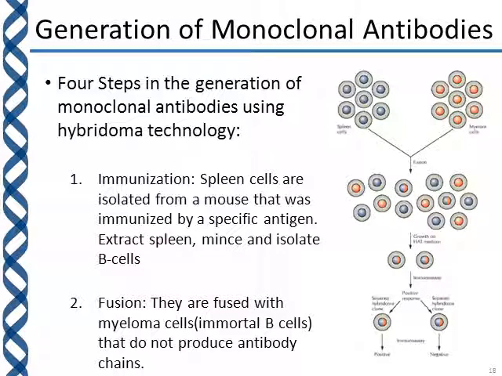These B cells are then fused with the myeloma cell, which is an immortal B cell, a form of B cell tumor that does not produce antibody chains. Commonly, a clone which is called NS1, which is a non-secretor cell, is the one most commonly used as a fusion partner for the production of monoclonal antibodies. In this diagram, we show the spleen cells isolated from the mouse that was immunized. They are fused with the myeloma cells. Then you have fusion partners.